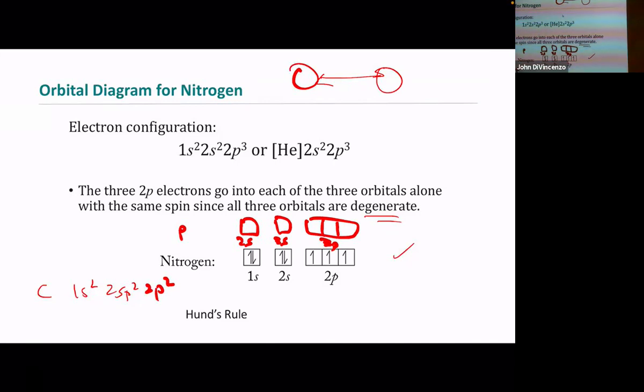That's it. So if your orbital diagram looks the same, just the numbers under it are going to be 3s. Now that should have been a 3 there. That's right: 2s, 3s, and 3p. Does that make sense?